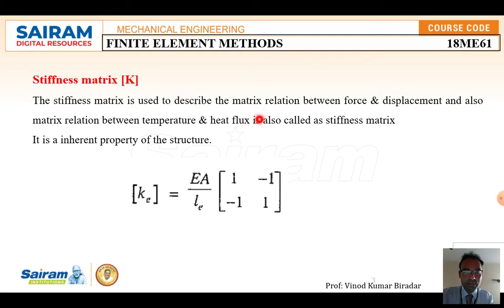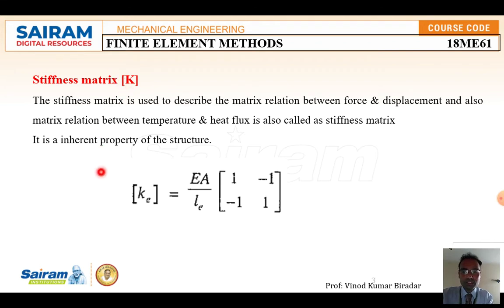If you consider a temperature problem, that is a thermal problem, then we consider the temperature and heat flux, and that is also called the stiffness matrix. For normal bar and beam problems, you correlate the force and displacement, while for the thermal problem, you correlate the temperature and heat flux. It is an inherent property of the structure, beam or given problem, and it is normally denoted by K.